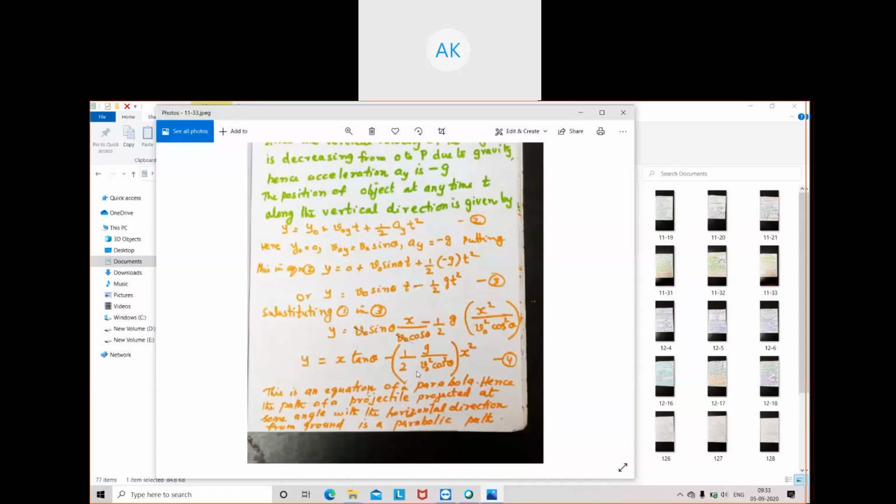This is the way to write it. Children, please write and study. The question is: show that the path of the projectile is a parabola. Then what all will you do? First, you have to draw the figure.